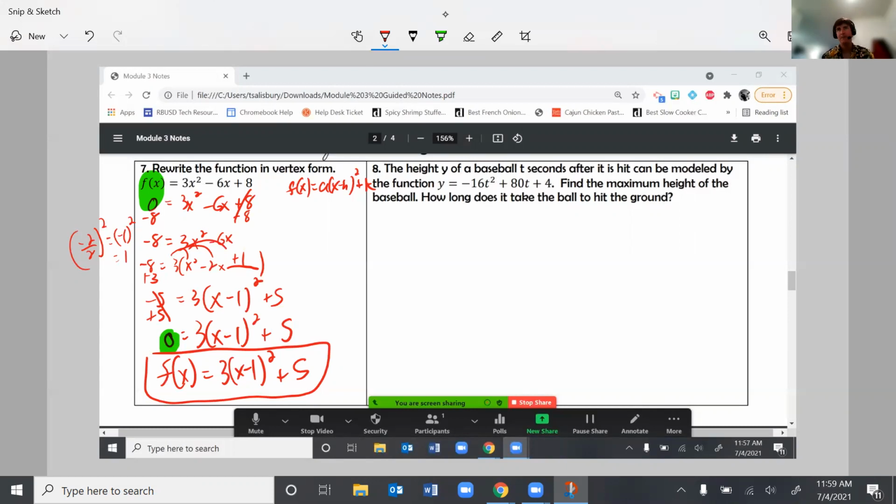All right, so last question here. The height y of a baseball after t seconds, after it's hit, is given by this function. Find the maximum height of the baseball. How long does it take for the ball to hit the ground? So you could go back to rewriting this in vertex form if you want, or you could just find the vertex. It's in standard form, so it's up to you.